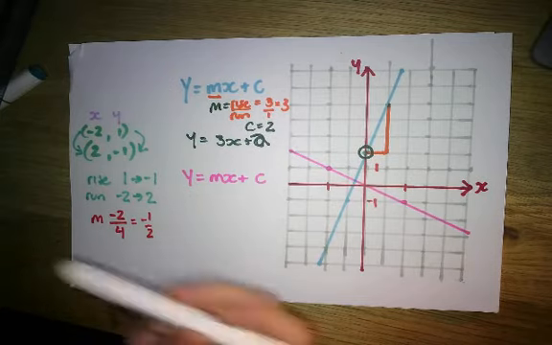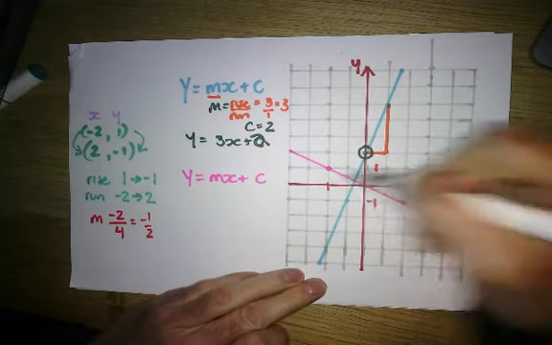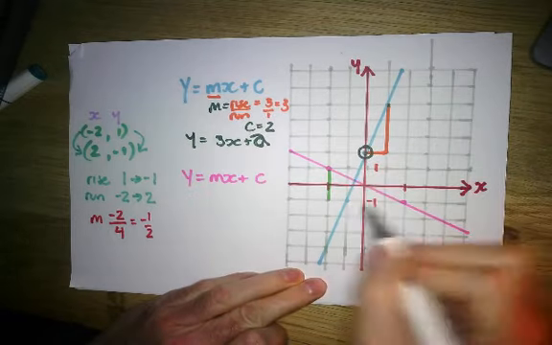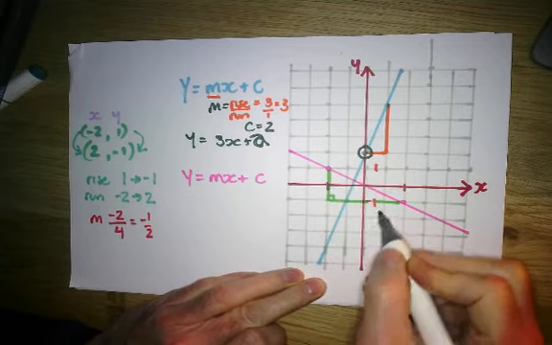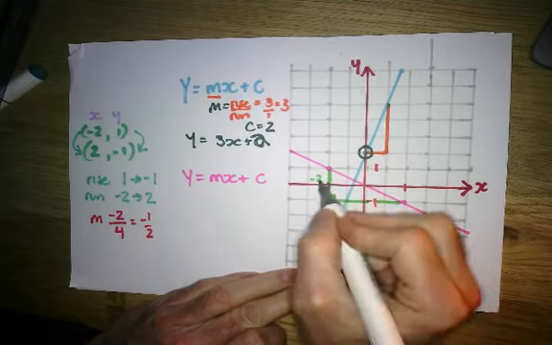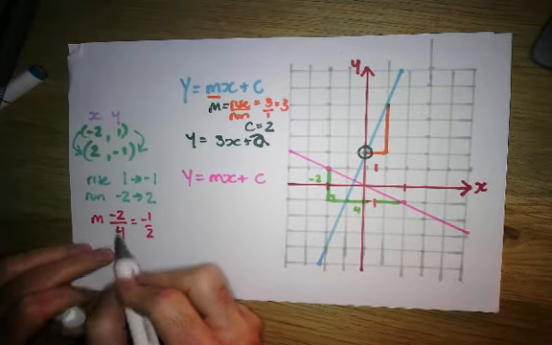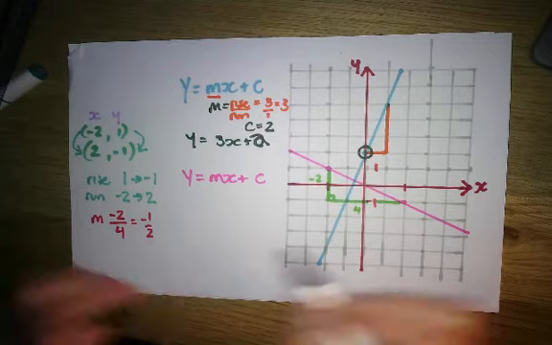Let's see what that looks like on my diagram. I draw a little triangle like this. As long as it's a right angle triangle, it works. So here, a drop of 2 and a distance across of 4. Yes, I get that.